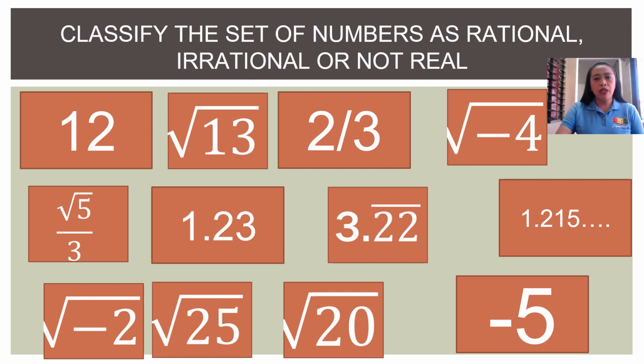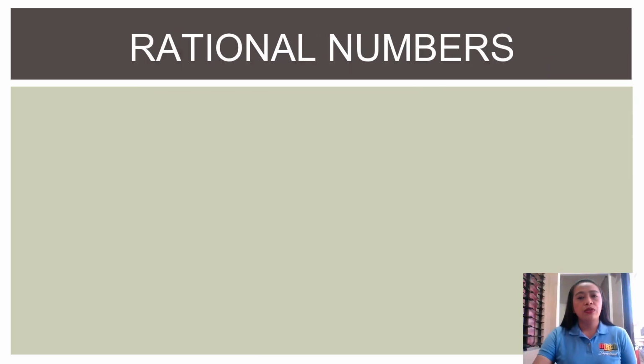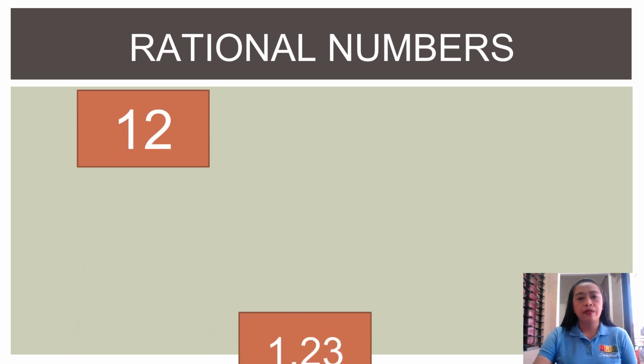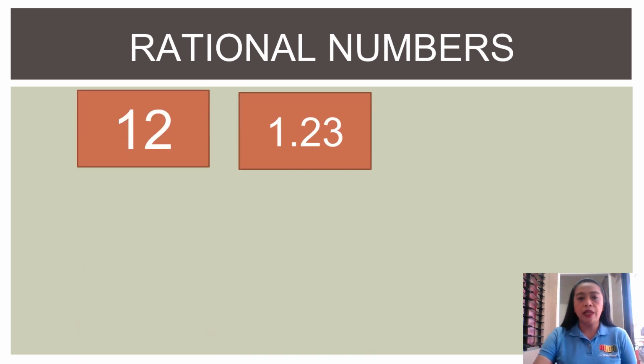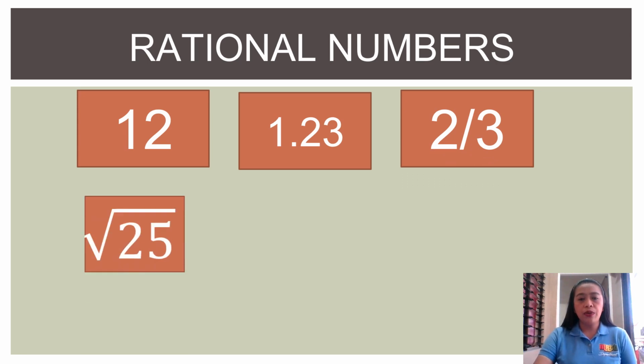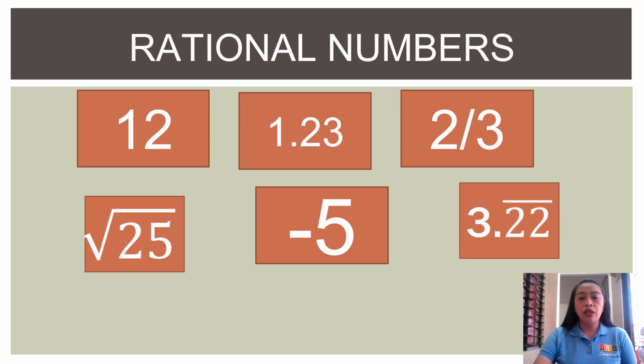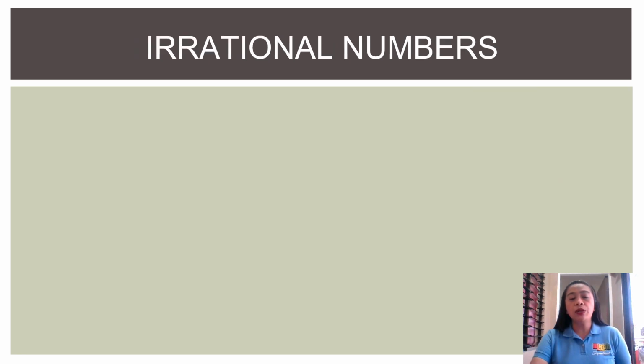Okay, time's up. Let's start with the set of your rational numbers. What are those? Yes, these are 12, 1.23, 2 over 3, square root of 25, negative 5, and 3.2222. Okay, do we have the same classification? Very good, class. Let's proceed with the irrational numbers.